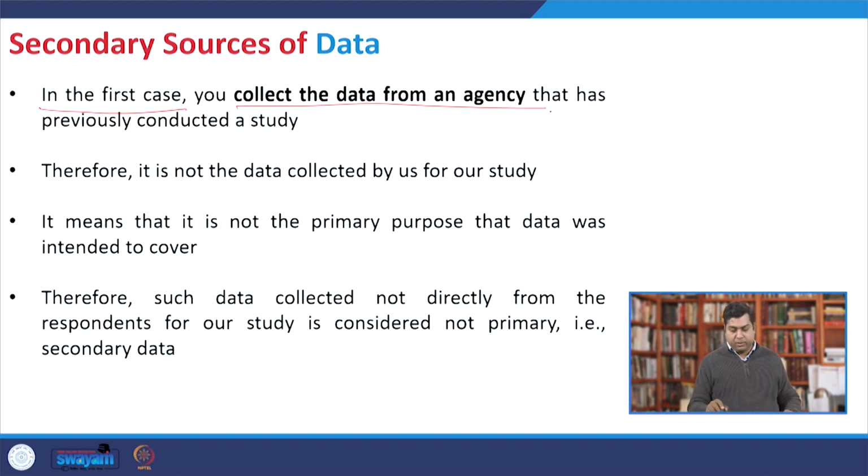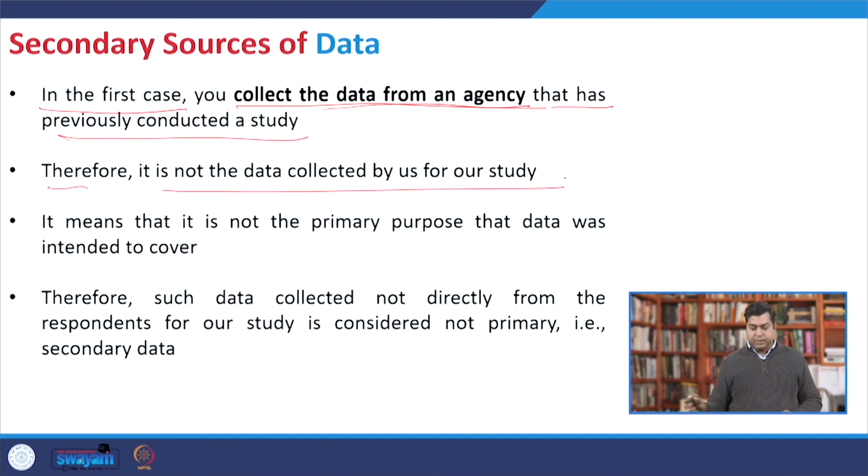So that's why I would like to mention that in the first case, where you get the information from a government website or other agency, we collect the data from an agency that has previously conducted a study which is primary in nature. Therefore, it is not data collected by us for our study. Though we say this is secondary data collection, it is not that we conduct the survey. It means that it is not the primary purpose that the data was intended to cover.